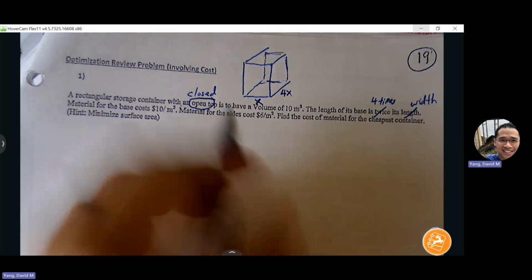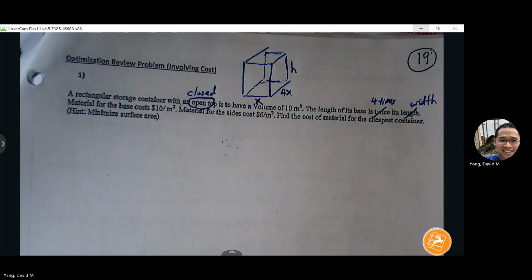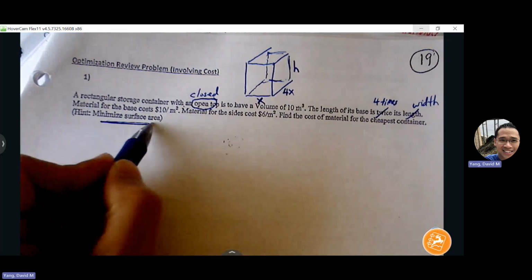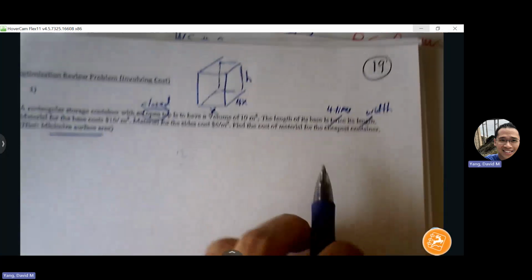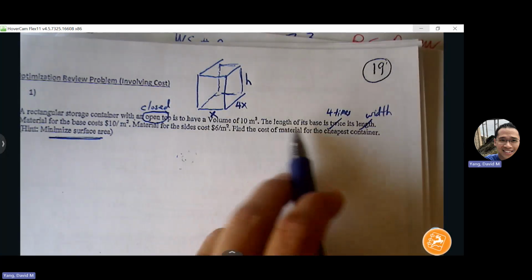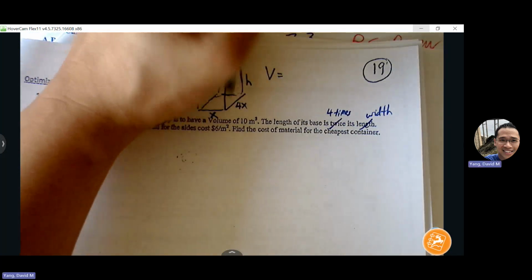I don't have anything about the height, so the height will be its own variable. We know we're going to be optimizing surface area, so that is the equation we're going to find the derivative for, and then we're going to build the cost into that equation as well. But let's just get the volume out of the way. That's going to be the supporting equation here. What's the volume of this box based off of these variables?